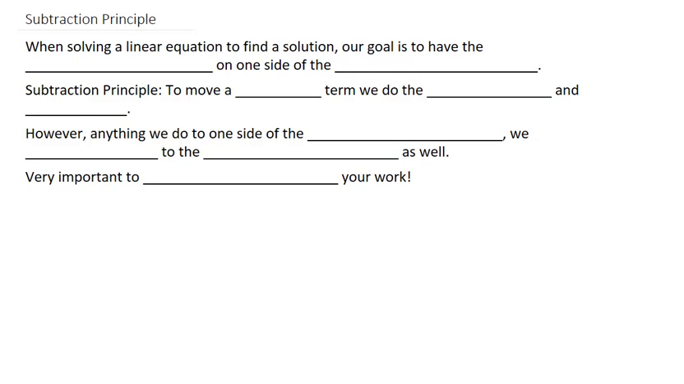Subtraction principle. When solving a linear equation to find a solution, our goal is to have the variable alone on one side of the equal sign. And the subtraction principle is to move a positive term. We do the opposite and we subtract.